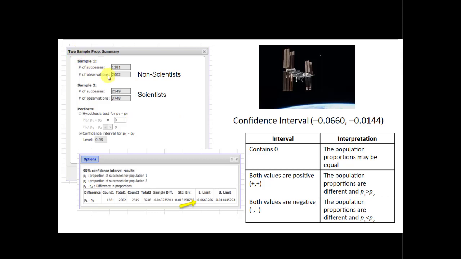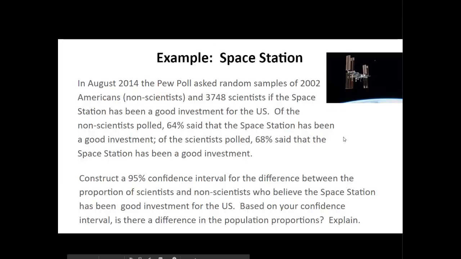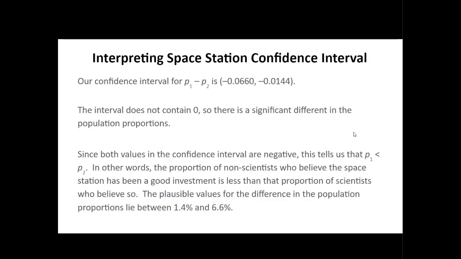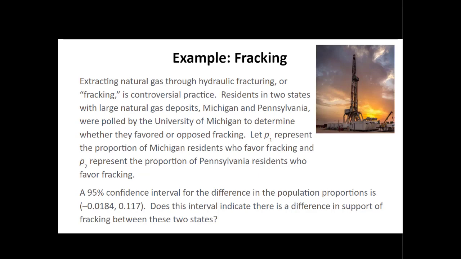So notice here we had 2,002 people, right? And we had 3,748 scientists. Our sample sizes were different, but we're still able to compare the two. Just as in past videos, all the calculations are available here for you to review on the Google Slides that are linked below. Let's just do one more example on the interpretation of confidence intervals used to compare two populations.